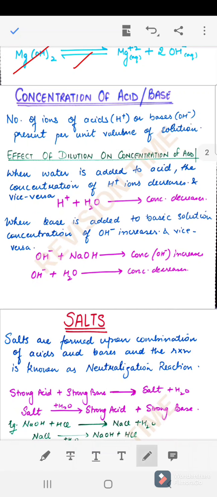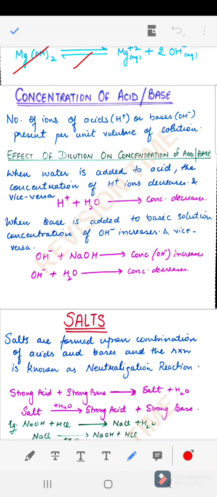Concentration of acid or base. So what is concentration? It is the number of ions of acids, that is H positive ions, and for bases OH negative ions, present per unit volume of solution. This is the main point: present per unit volume of solution.